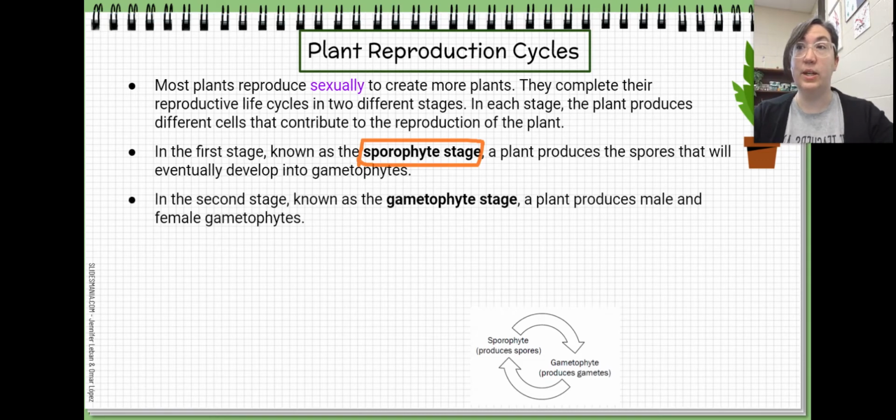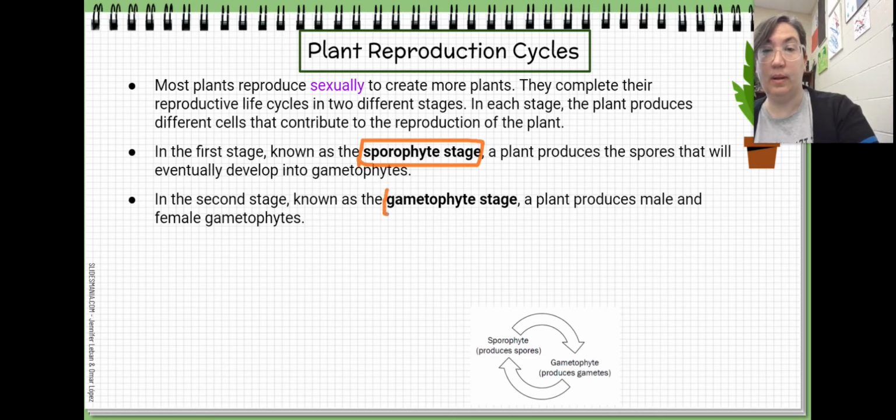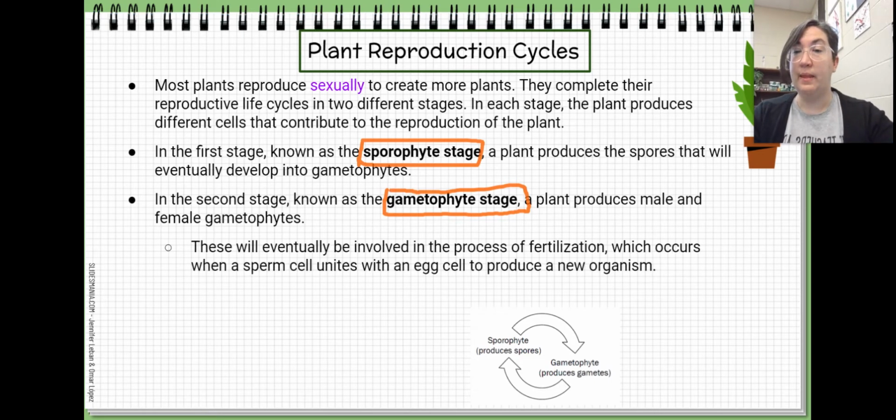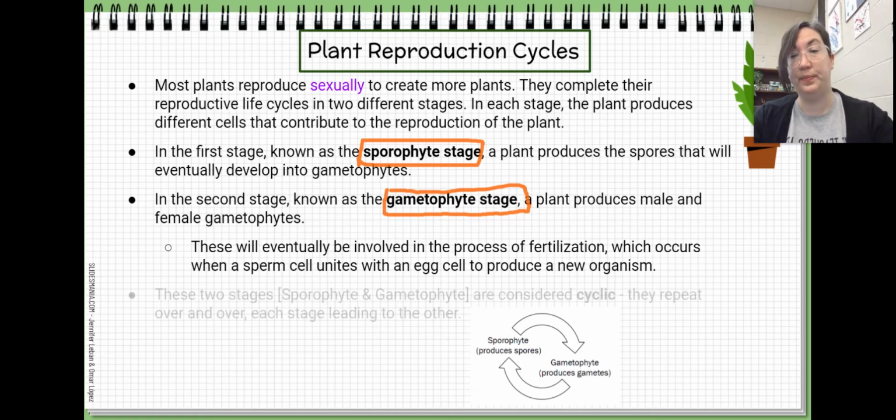In the second stage, known as the gametophyte stage, a plant produces male and female gametophytes. These will eventually be involved in the process of fertilization, which occurs when a sperm cell unites with an egg cell to create a new organism.